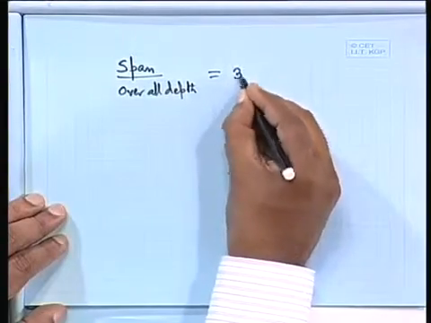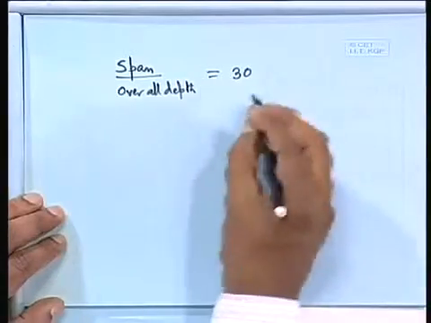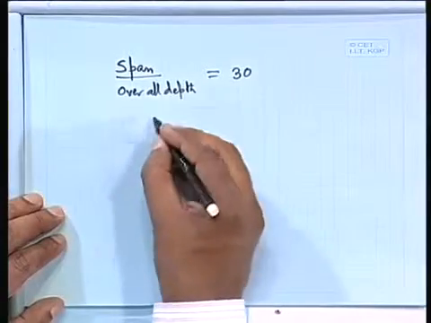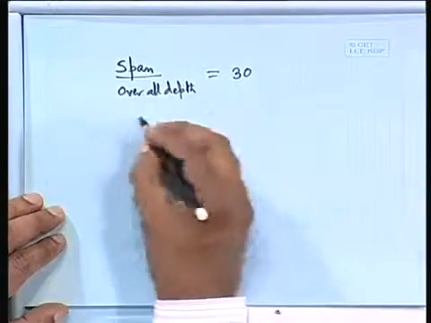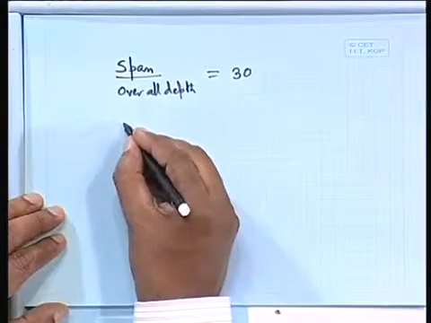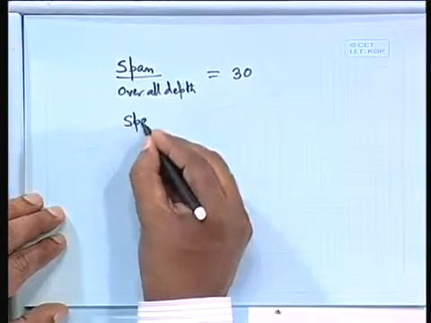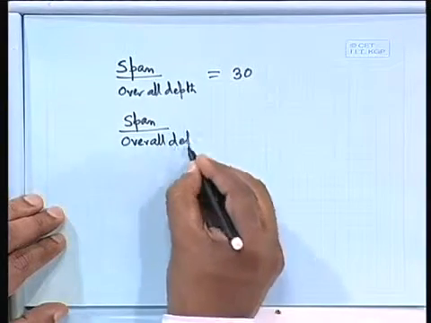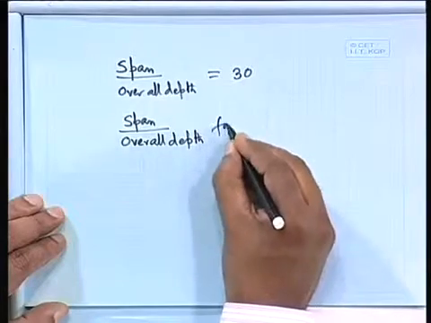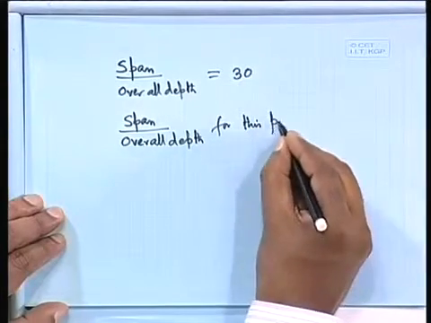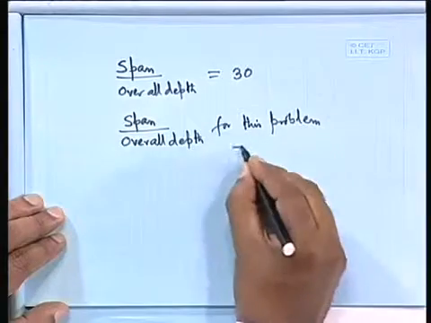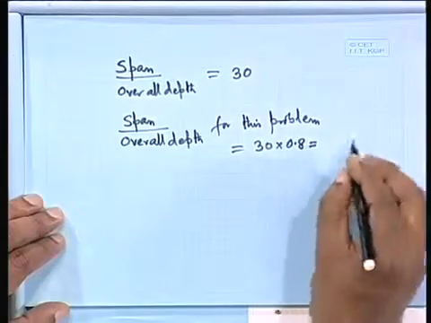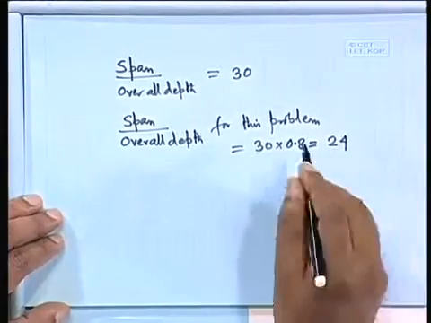Let us take, I shall take it, say, 30, and further I shall modify with 0.8. We shall multiply with the 0.8. So, the span by overall depth for this problem, we shall take it, say, 30 into, say, 0.8, say 24.